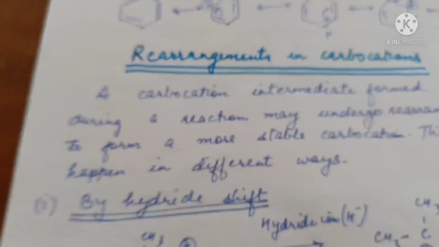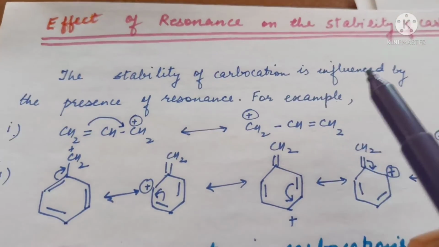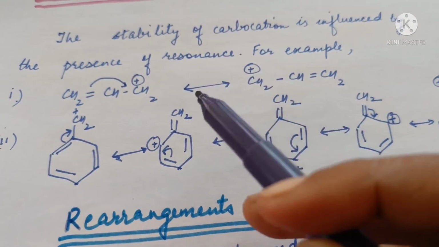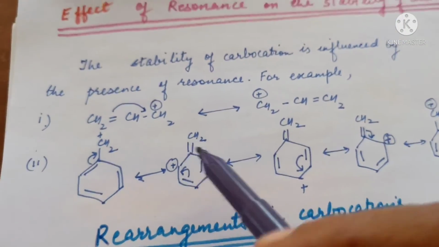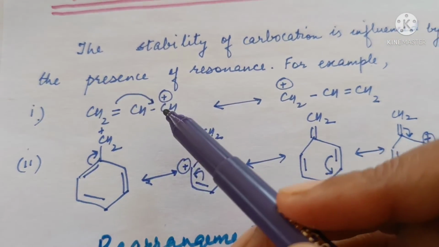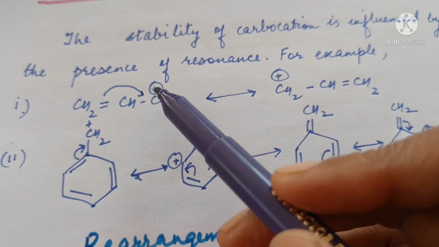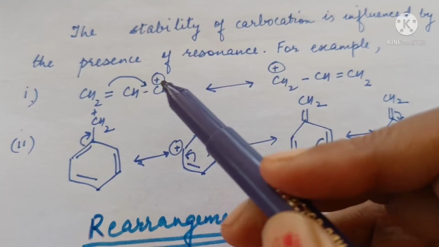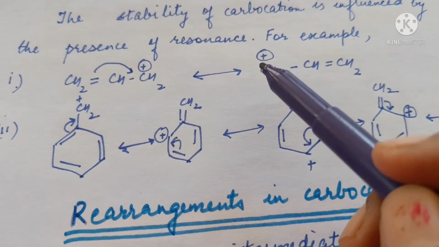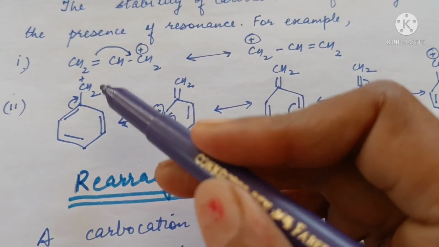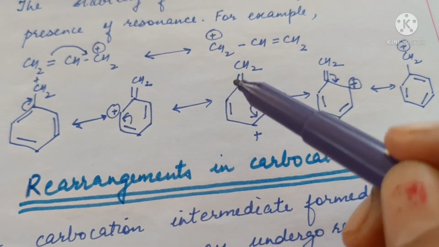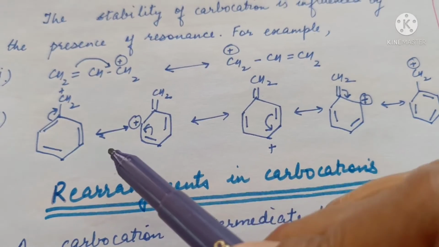Resonance also plays a role in the stability of carbocations. The more resonating structures, the more stable a carbocation will be. For example, in the allyl carbocation, the double bond electrons move to the carbon carrying positive charge. As a result, the positive charge moves away to this carbon atom. There are 2 such structures, so it is stable. In the case of benzyl carbocation, there are 5 such resonating structures which lead to stability of benzyl carbocation.